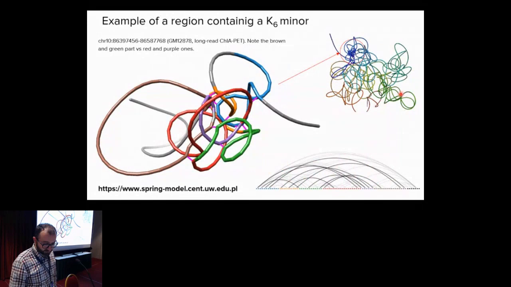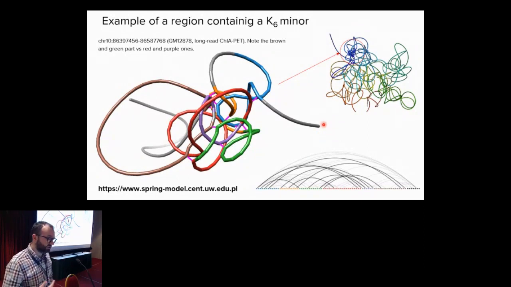The whole CCD is modeled using Spring Model, our in-house chromatin modeling tool. The whole CCD is modeled here, and here is the zoom of the actual linked region. You can see the linking here. Of course, again, not all those loops have to be here, but at least two of them have to. And if you look at it closely, you can see that this structure cannot be disentangled.